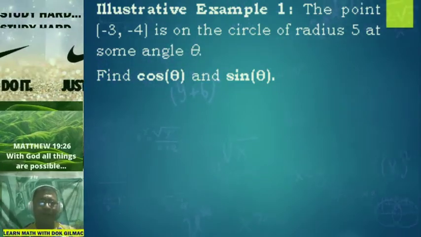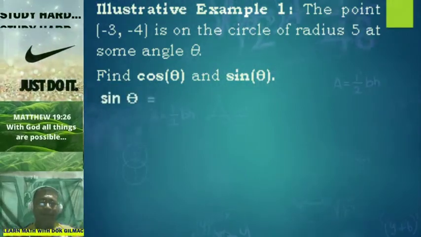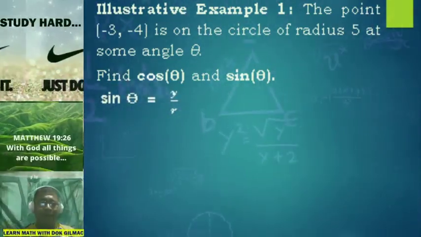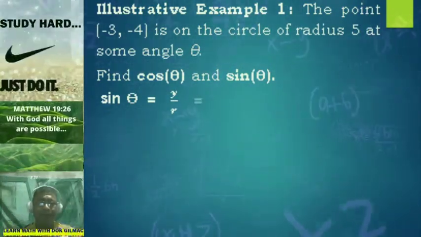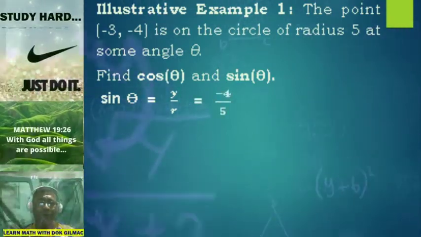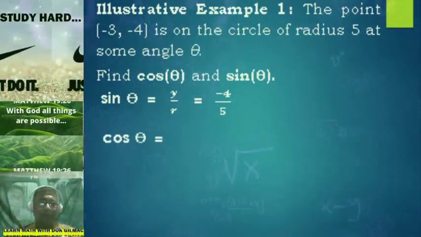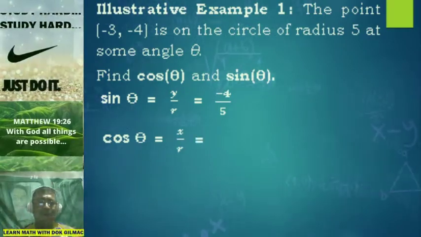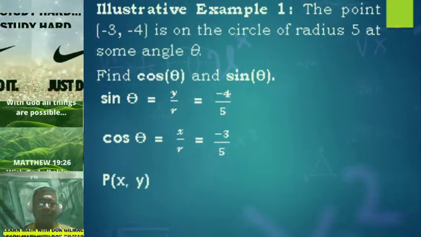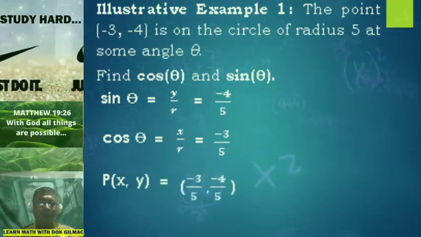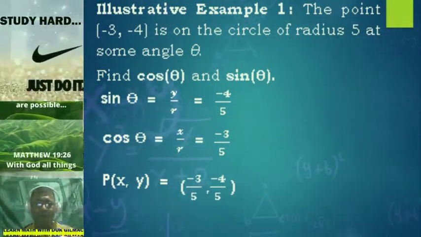So using the definition for cosine theta and sine theta, we simply have sine theta, which is equal to y over r. Just substitute the given values for y and r. So this is simply equal to negative 4 over 5. For cosine theta, which is defined to be equal to x over r, is simply equal to negative 3 over 5. Therefore, P of xy is just equal to negative 3/5 and negative 4/5.